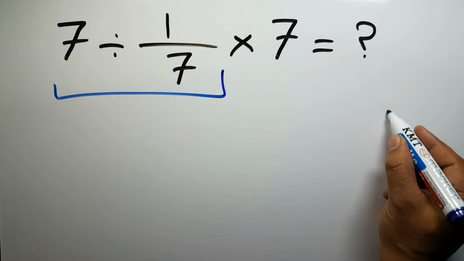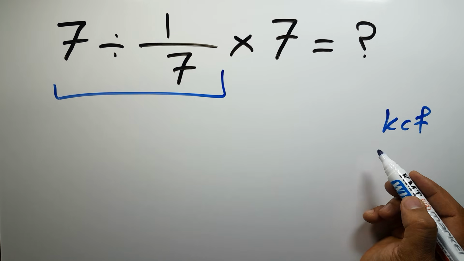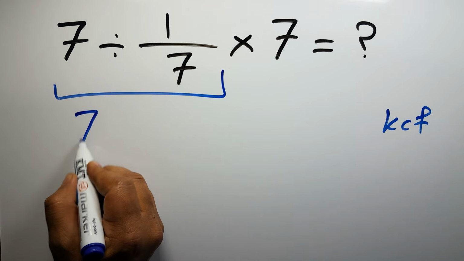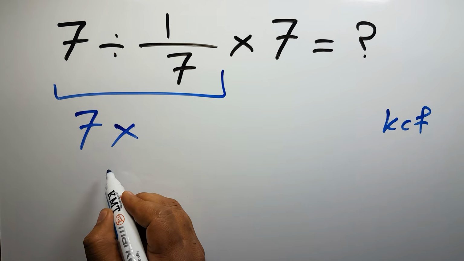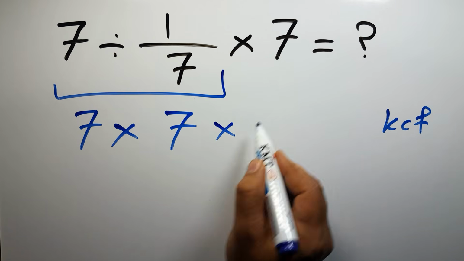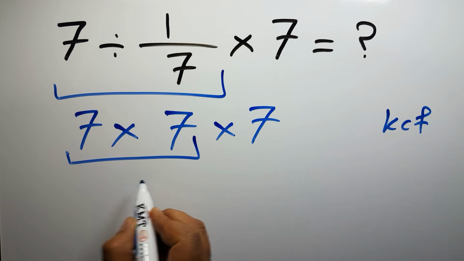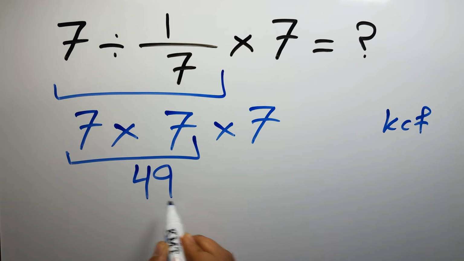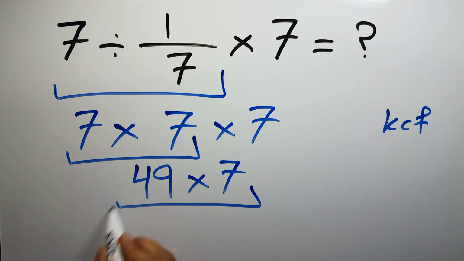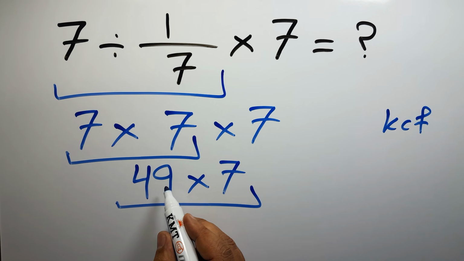According to the KCF rule, K stands for keep, C stands for change, and F stands for flip. We can write keep the first fraction, change division to multiplication, and flip the second fraction. And here we have times 7. Okay, 7 times 7 gives us 49. So 49 times 7, which equals 7 times 9 gives us 63.